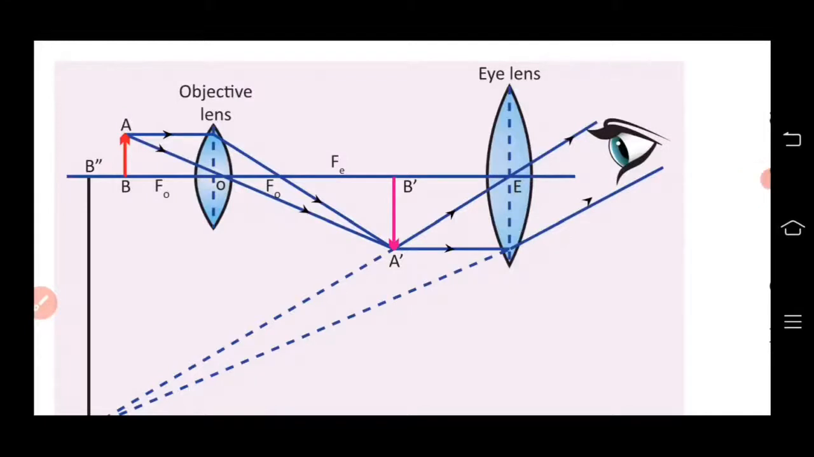Construction of compound microscope. Compound microscope consists of two convex lenses. The lens with the shorter focal length is placed near the object. The AB, the red color line, is meant for the object, and this lens is called the objective lens or the objective.